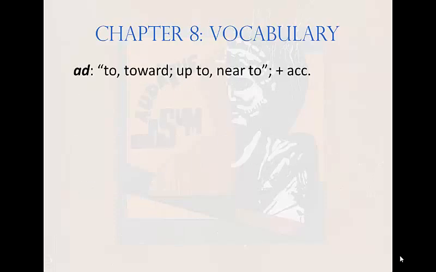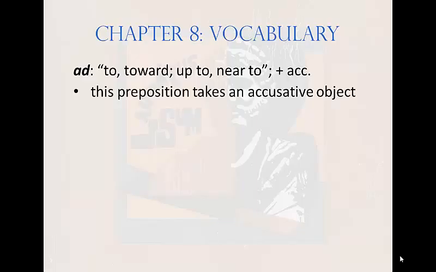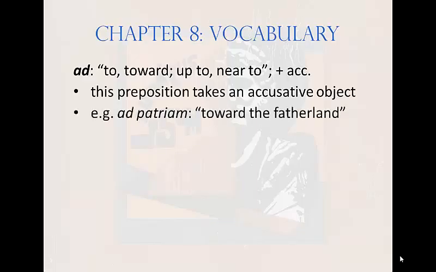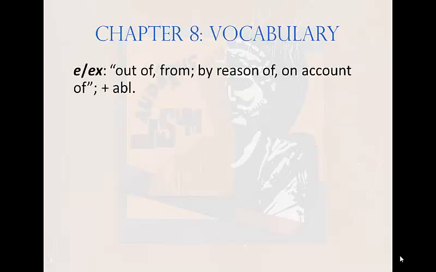The next 2 words are prepositions. The first one, ad, means to, toward, up to, or near to, and its object is always in the accusative case. So if you wanted to say, for instance, toward the fatherland, as in I looked toward the fatherland, you would say ad patriam.